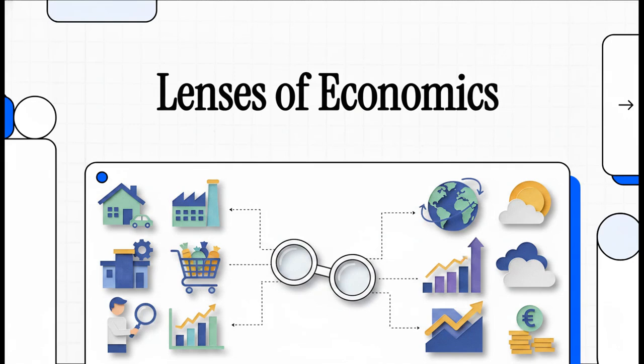Welcome to This Explainer. Economics usually gets a pretty bad rap as just this giant, confusing monolith of math and boring charts. But honestly, it's really not. It's actually a super fascinating set of lenses that we can use to analyze the real world. And today, we're going to unpack how simply shifting between the micro and macro lenses completely changes everything we see.